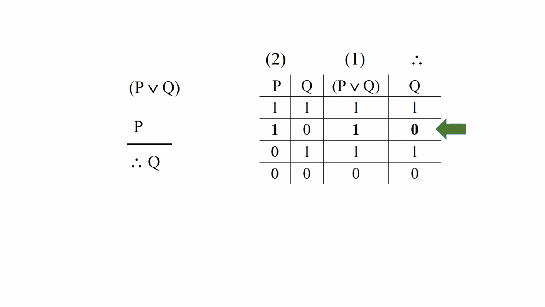And there are. That second valuation is a situation where all the premises are true, but the conclusion false. A validity counterexample. So we know that this argument is invalid.